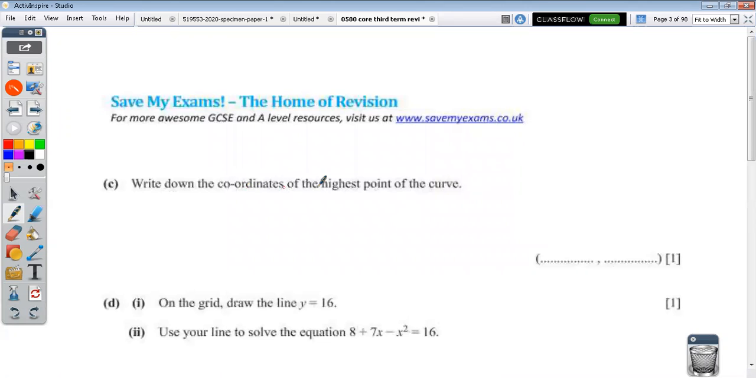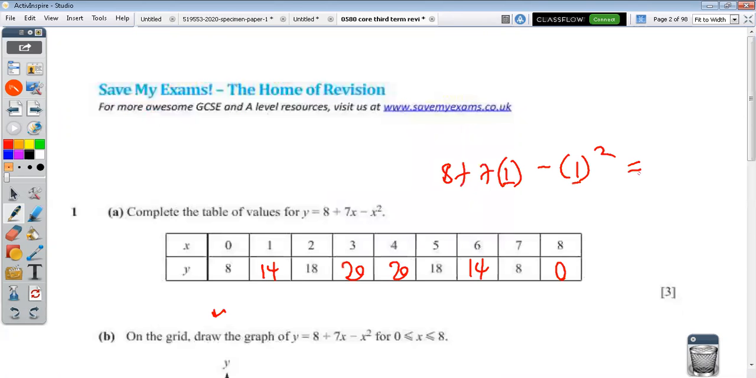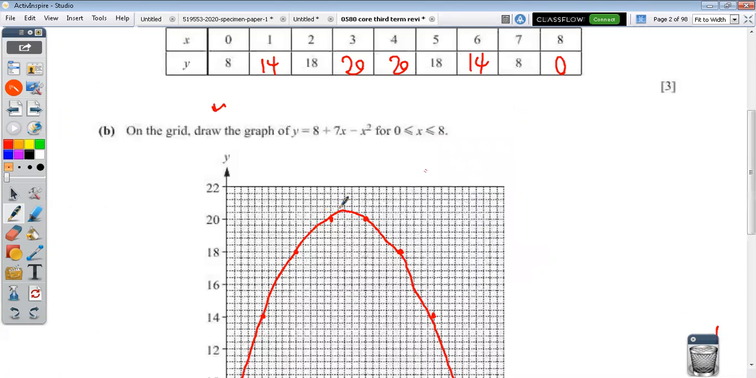Write down the highest point on the curve. The highest, we can use your ruler if you want. The highest point is obviously this point here. So what is this point here? The coordinates. So you find out what that point is here.